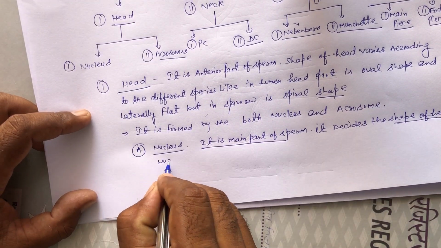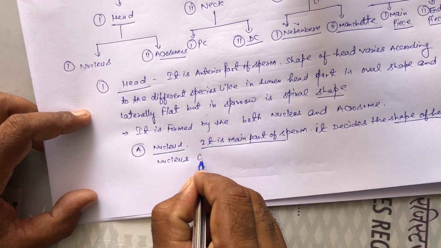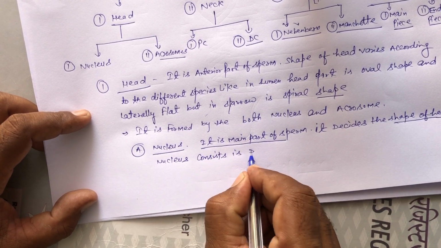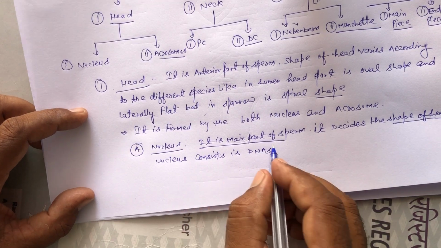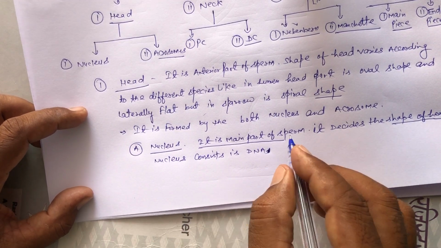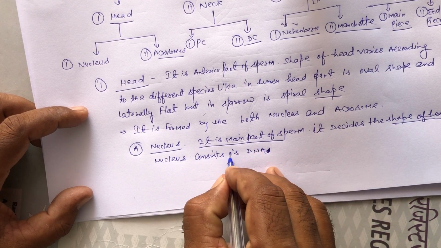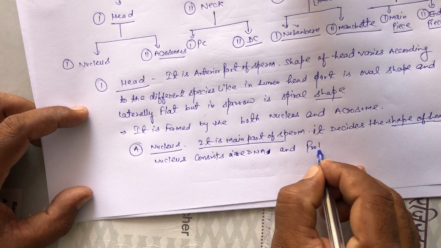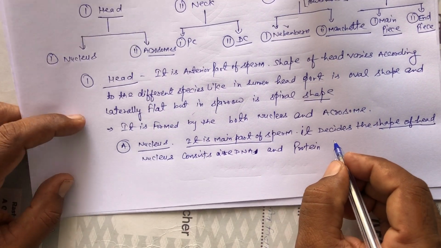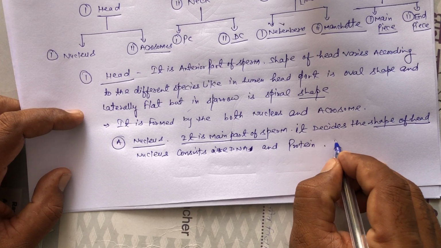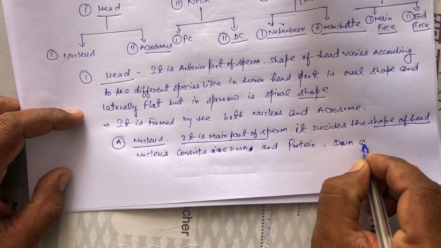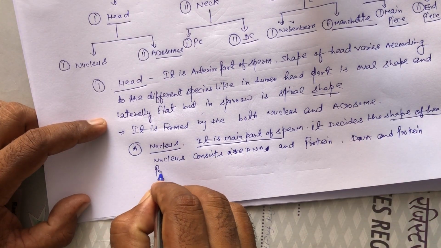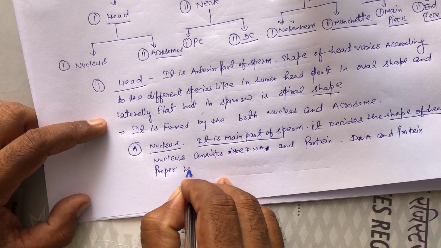Next, the nucleus consists of DNA and protein. DNA and protein are properly bound.